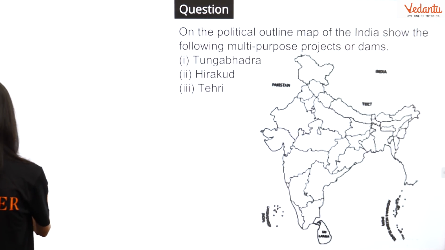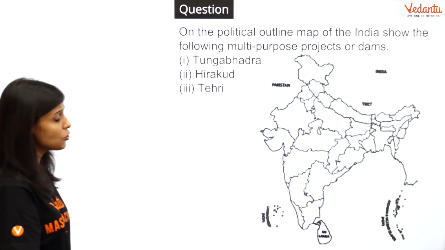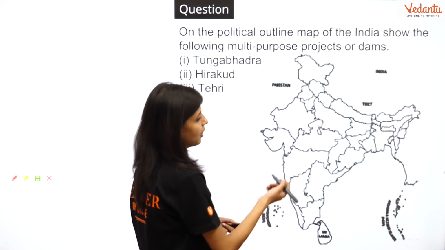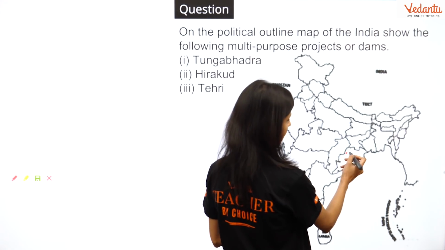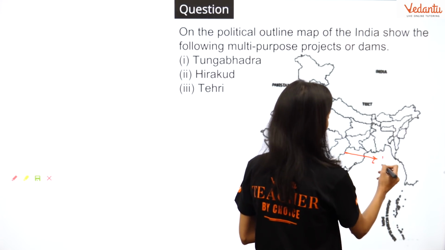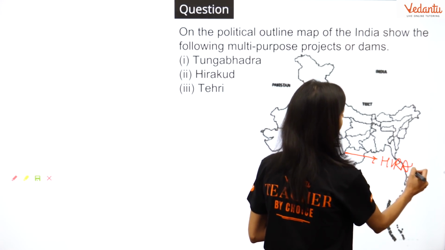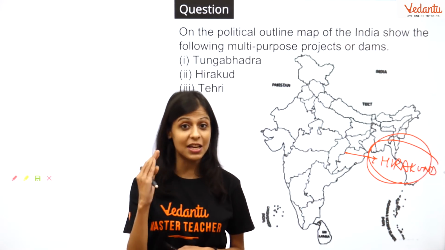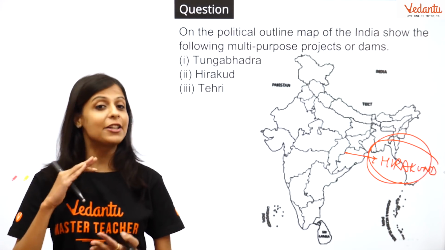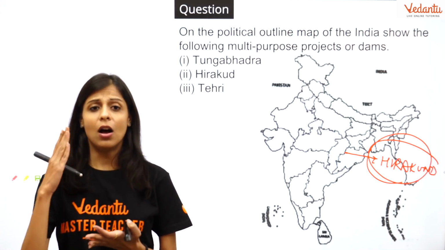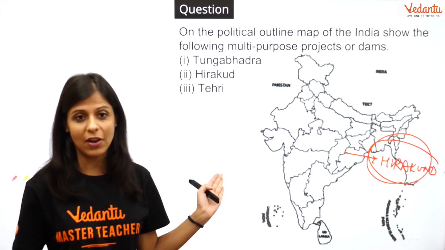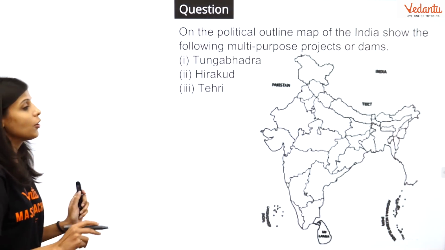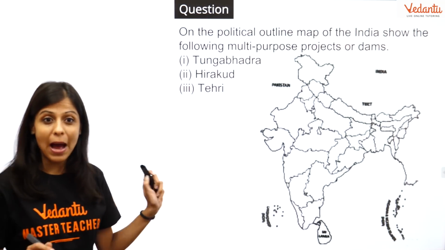What students generally do is, for example, to mark the Hirakund Dam, they'll just pick up the state of Odisha right here and then write, okay, I have Hirakund Dam right here. This is the worst case scenario that you guys can expect, and you won't be allotted marks for this sort of exercise. Now, what is the proper way to go around when it comes to a map based question?